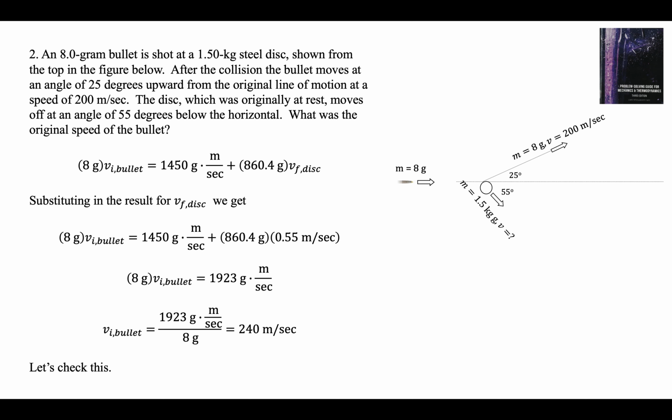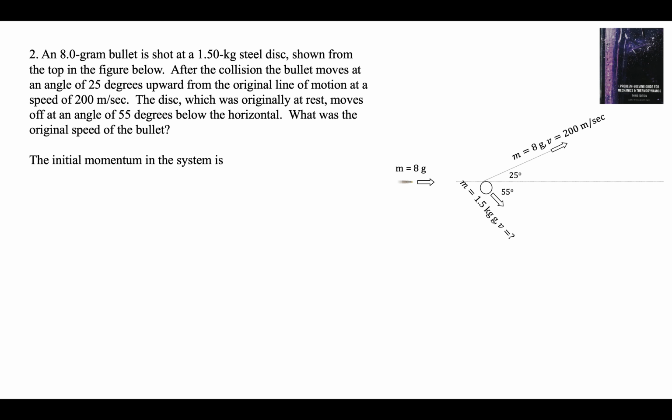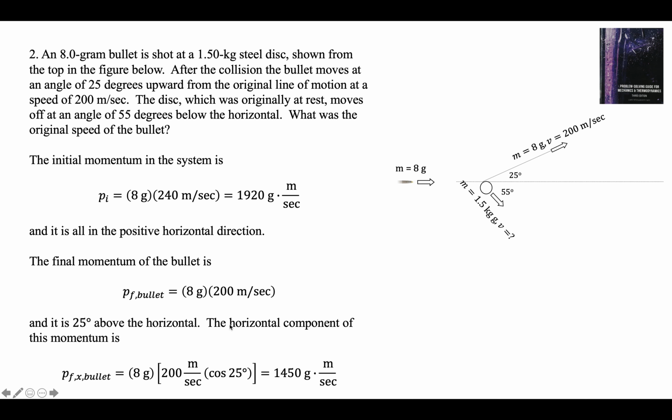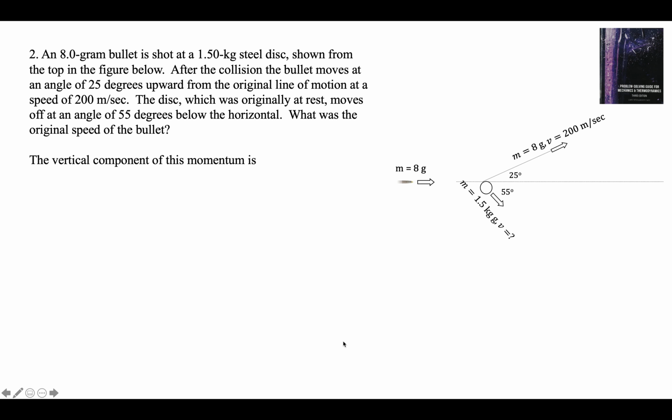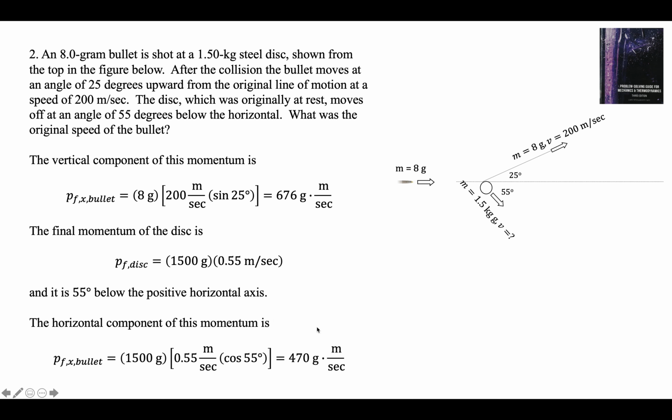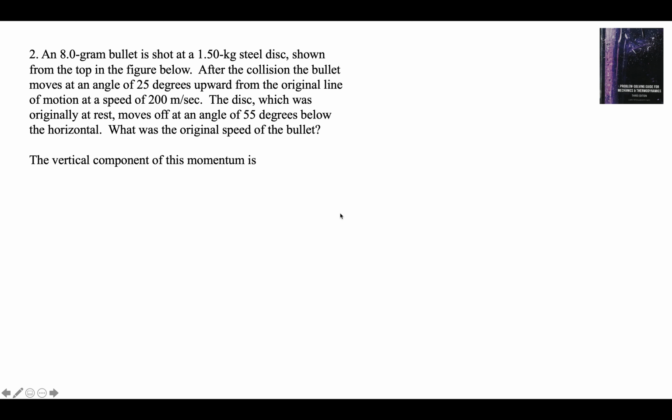Let's check this. We got the answer, but let's check it. The initial momentum in the system is 1920 gram meters per second to the right. It's all in the positive horizontal direction. The final momentum of the bullet is this. Now we have to get the components. The horizontal component is 1450. The vertical component is 676. The final momentum of the disc is that, but now we've got to get the components. 55 degrees below the positive horizontal axis. The horizontal component is 470. And the vertical component is 676 down.